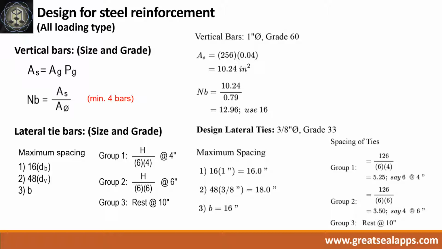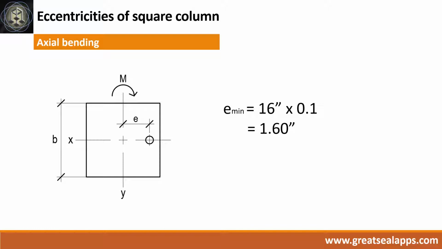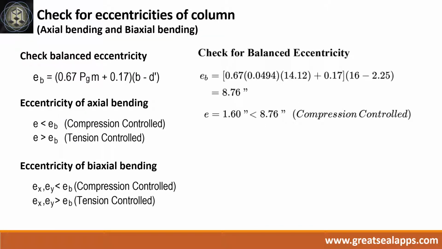The 3/8-inch diameter tie bar spacing is as follows: 6 at 4 inches, 4 at 6 inches, rest at 10 inches. The minimum eccentricity is 1.6 inches. The balanced eccentricity is 8.76 inches, greater than 1.6 inches. Therefore, the section is compression controlled.